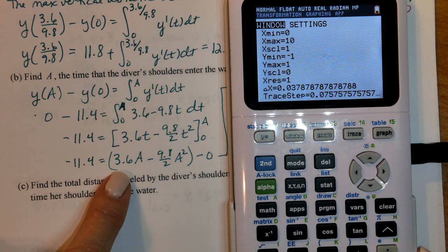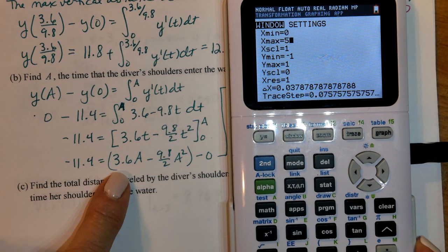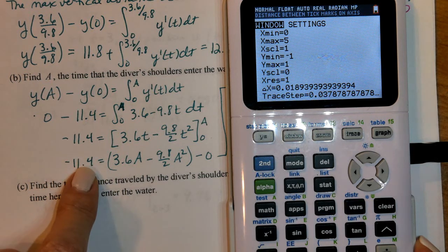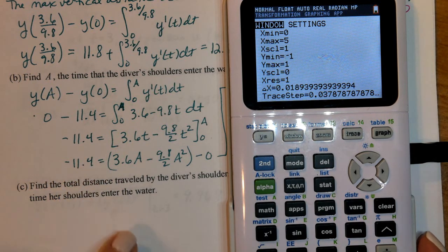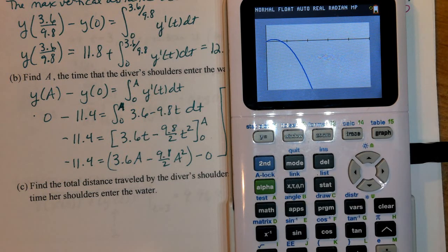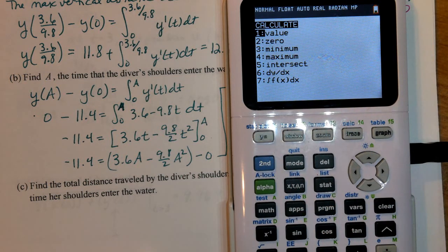And it is a time, so I think 5 seconds is plenty. For the y max and y min, I just need to make sure I include this negative 11.4. So I think I'm going to go from like negative 15 to, I don't know, 5. Okay, so there's my intersection point. I need to go find that.